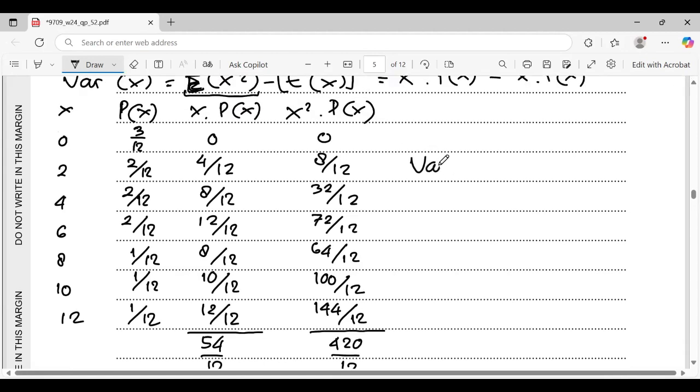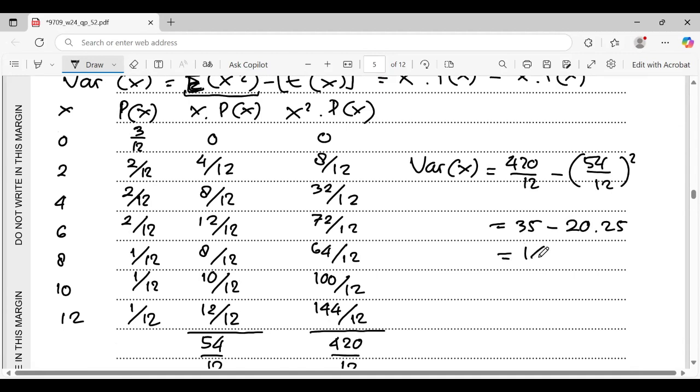So the variance x equals 420 over 12 minus 54 over 12 squared. This is 35, and this is 20.25. And the result is 14.75. This is variance x.